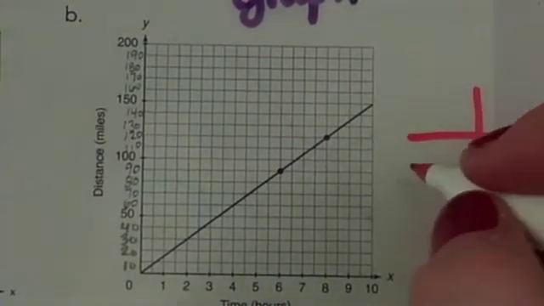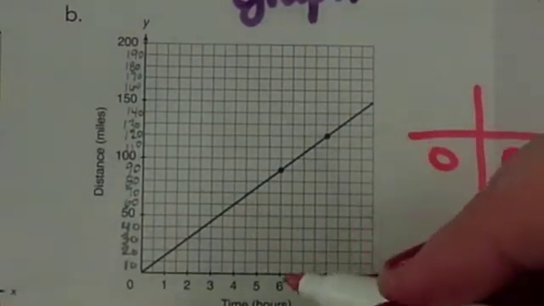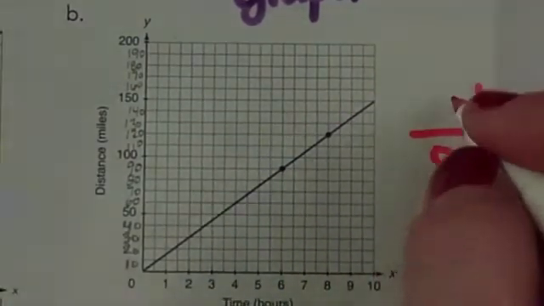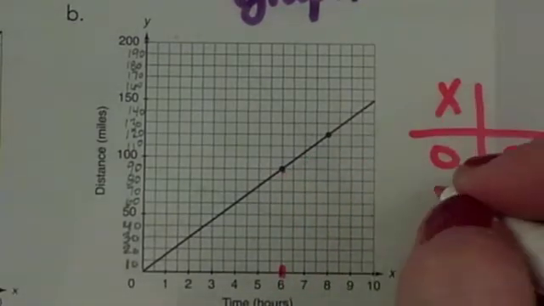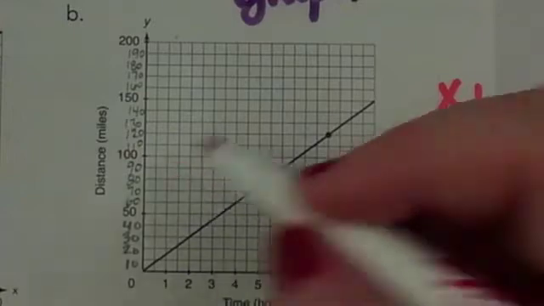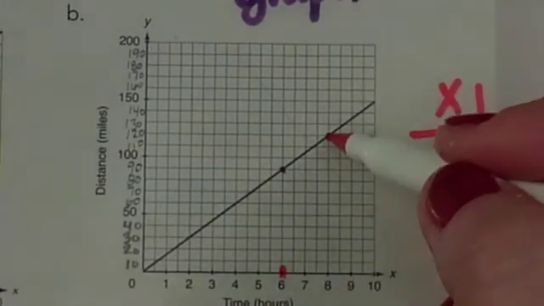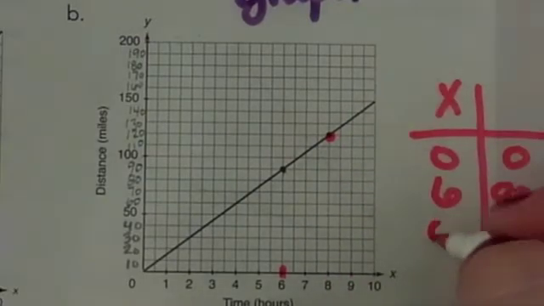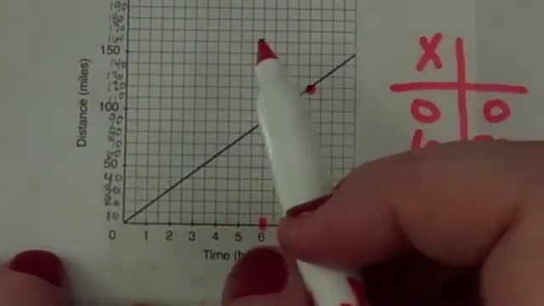I'm going to go ahead and make the table just so that you can see it. That first point, we know it started at 0, 0, and then the second point is at, remember, go along the x first. So that first point right there is at 6, 90. And then we have another one that's at 8, 120.